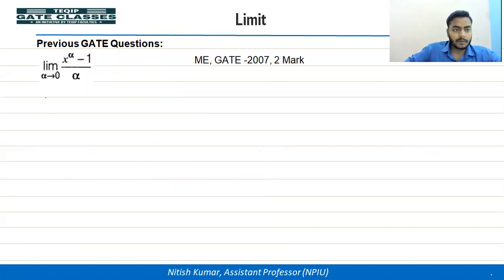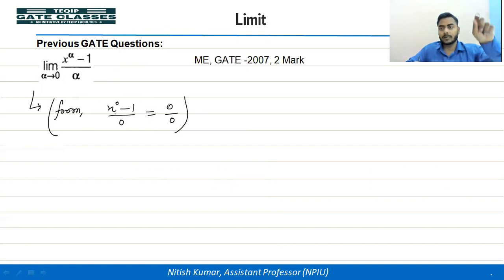This is important. I would say this question is important. Limit. What is the form here? Put alpha is equal to 0. So x to the power 0 minus 1 divided by 0. So we are getting 0 by 0 form, because something to the power 0 is 1. But we are getting 0 by 0, so we can apply the L'Hopital rule.